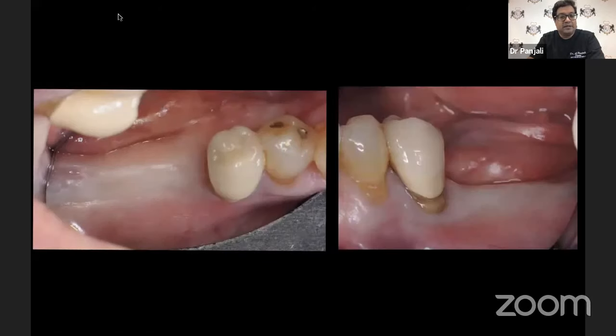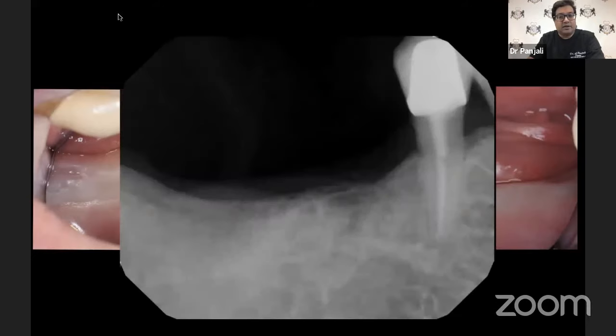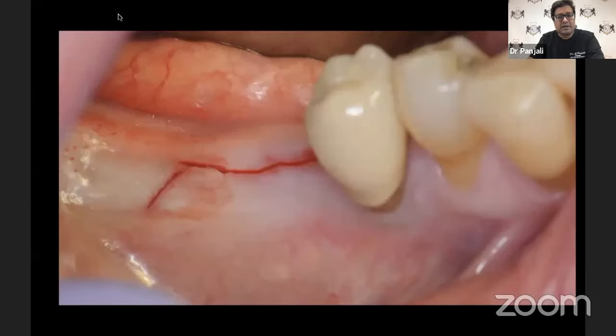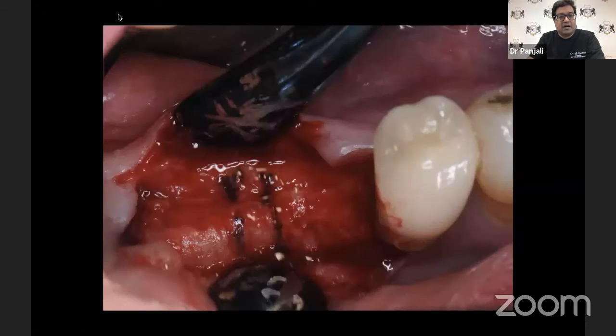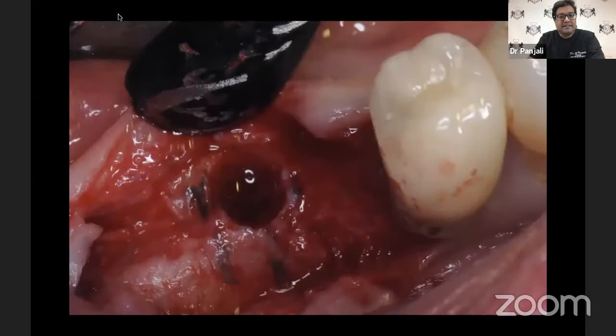Case number 2, we are placing an implant on the lower right. This is what it looks like. We make a crestal incision, reflect a full thickness flap, mark our osteotomy site, and we are done with the final drilling. And you can see that blood, that is so important. If you don't see blood in the osteotomy, my friends, don't place an implant. You'll be making the biggest mistake, okay? Don't place an implant if you don't see blood coming into the osteotomy.